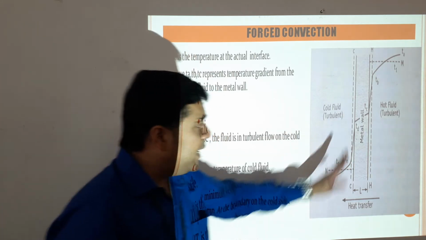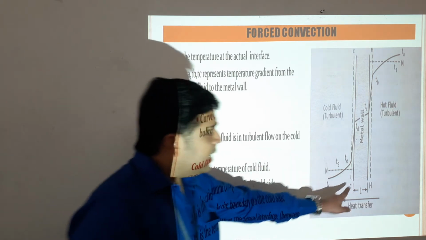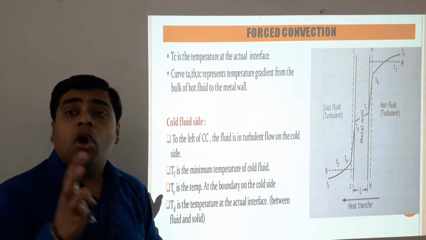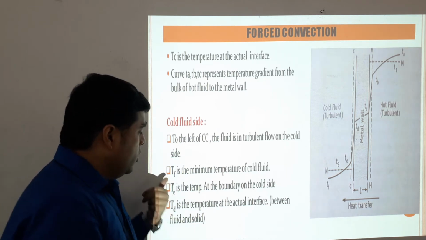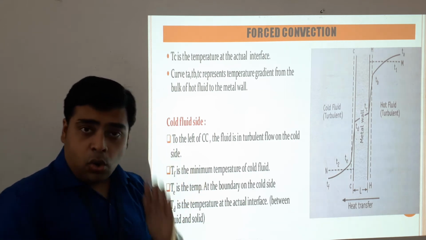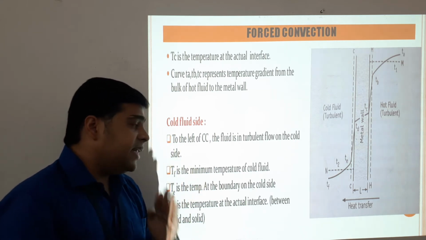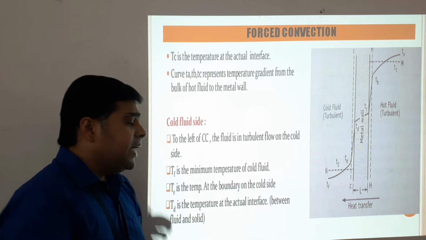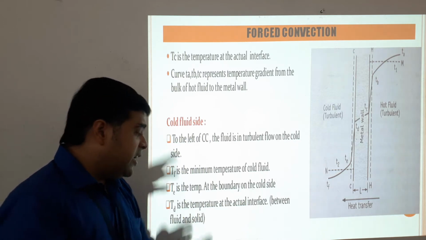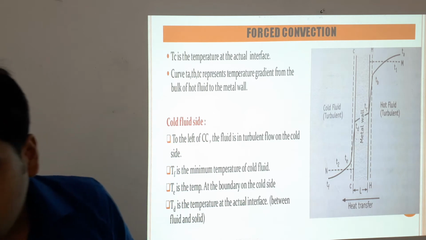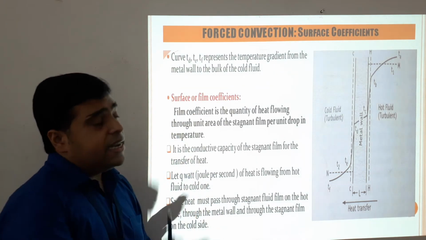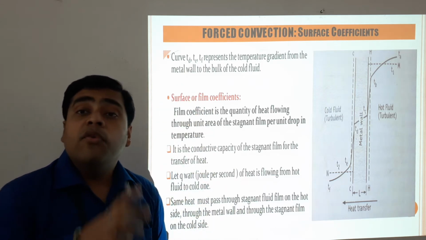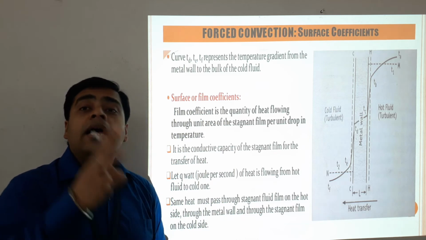Now come to the cold side. To the left of the CC, the dotted line, the fluid is in turbulent flow on the cold side. So TF is the minimum temperature of the cold fluid. TE is the temperature at the boundary of the cold side, and TD is the temperature at the actual interface between the fluid and the solid. The curves TD, TE and TF represent the temperature gradients from the metal wall to the bulk of the cold fluid.